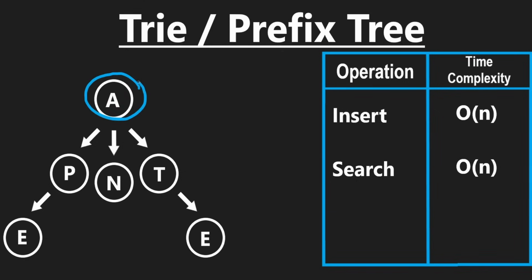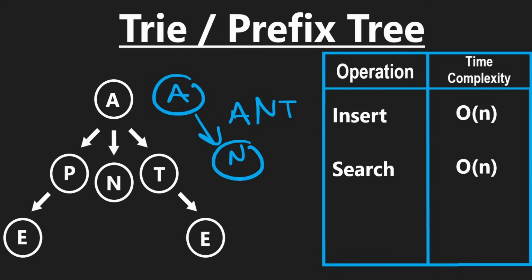Each node typically represents a single character, and each node can have up to 26 children usually. Each node is for one of the characters in the alphabet. So if you wanted to insert a new word into this trie, and let's say that word is ant, you wouldn't have to reinsert a node for every single character.